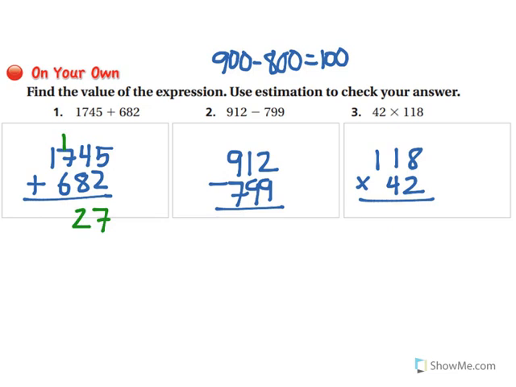8 plus 6 is 14. Bring my 4, carry my 1. 1 plus 1 is 2. So I end up with 2,427. For my next problem, I'm subtracting now.